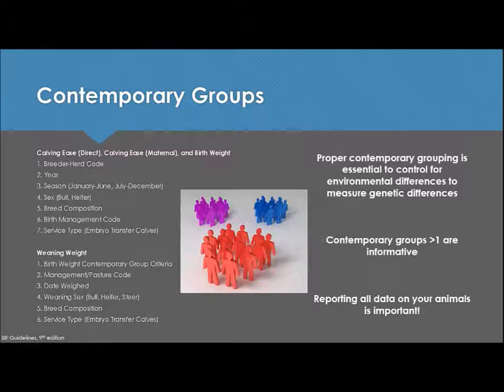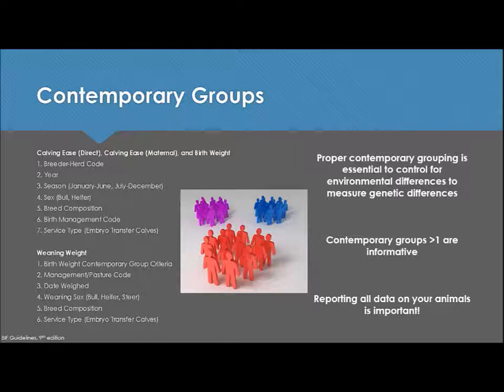So we might be interested in taking a single breeder. That would be the largest level of a contemporary group, all the calves that a single breeder produces in a year. And then we might go to the year and then season within that year. So we're making that group a little bit smaller now and trying to really dial down to animals that were raised in the same type of environment. So then we might think about sex, whether they're bull or heifer calves, the breed composition, however we managed those cows from, say, birth to weaning.